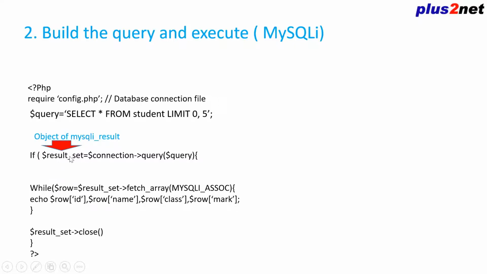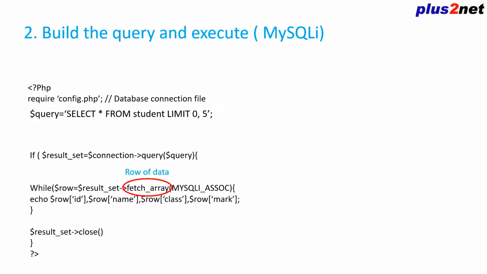Now let us see what about this result set. The result set is the object of the MySQLi result class, and this object stores all the rows returned by the MySQL database. Since we have asked for 5 rows, 5 rows are stored in this result set. Now let us use a while loop and use each row at a time within the loop.